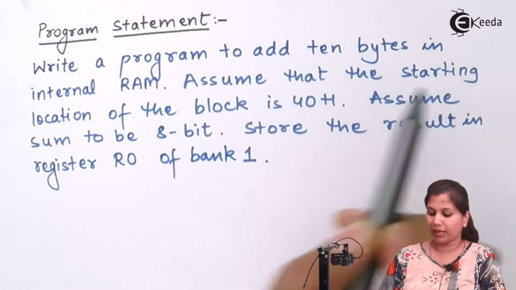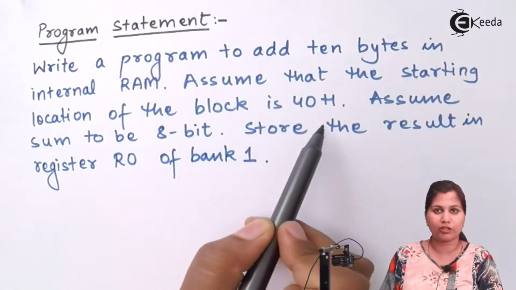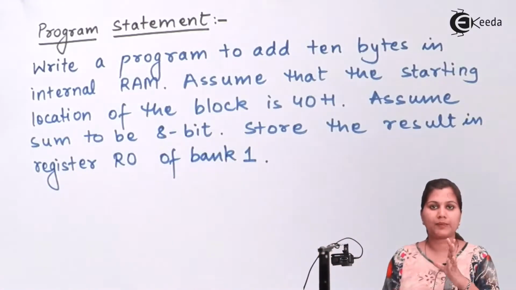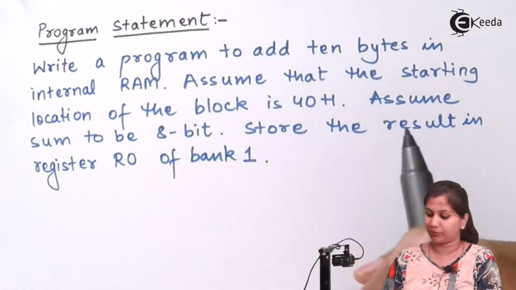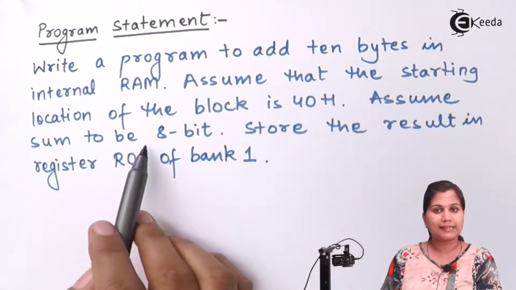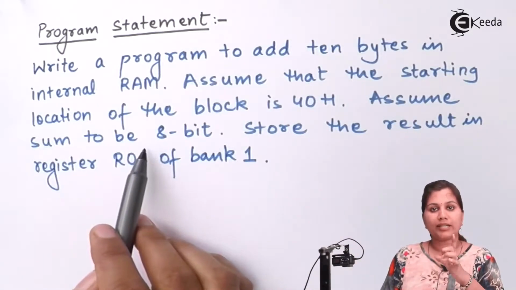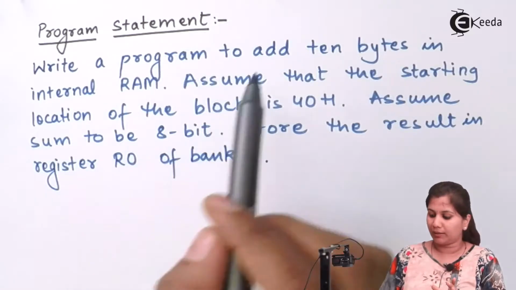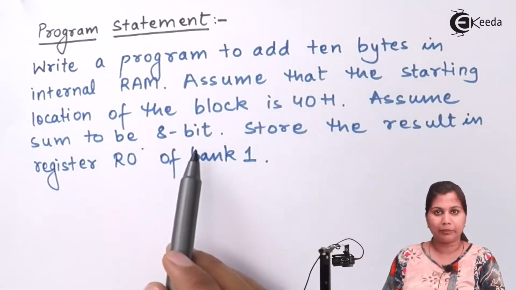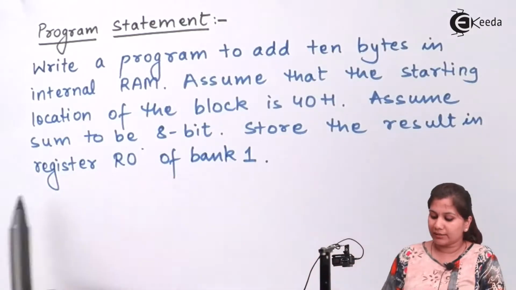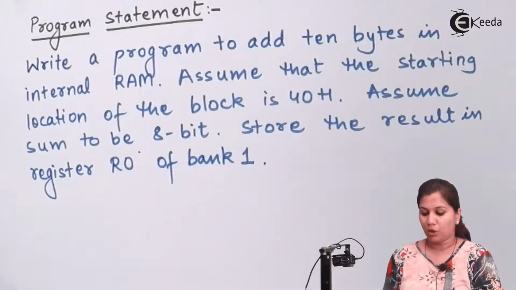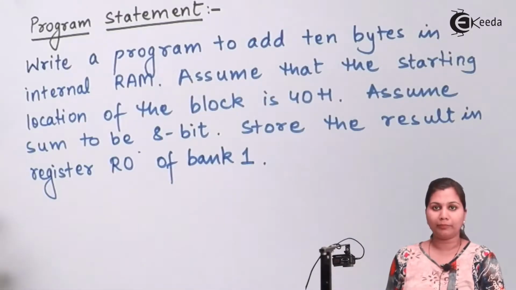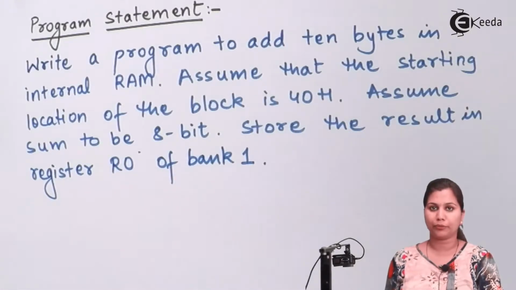Now we have to assume that the starting location of the block is 40H. Means those 10 numbers are stored from the memory location 40H. Okay, that is the starting memory location. After that, we have to assume that the sum is 8-bit. Means after the addition of those 10 numbers, the sum is an 8-bit number. Then the result is to be stored in register R0 of bank 1. So this is the problem, and for this we have to write the program.